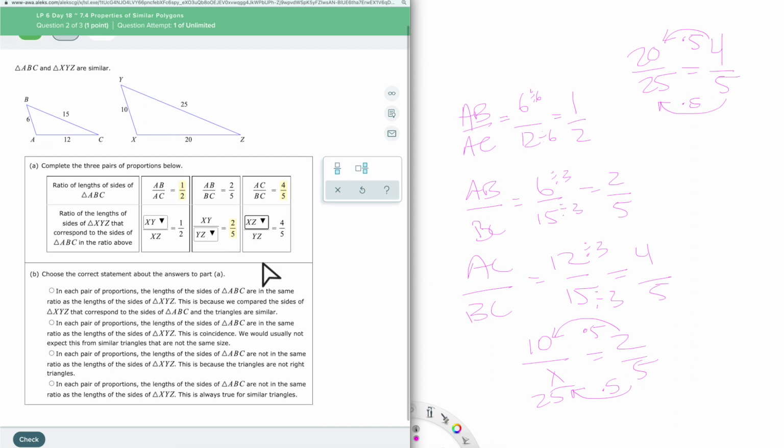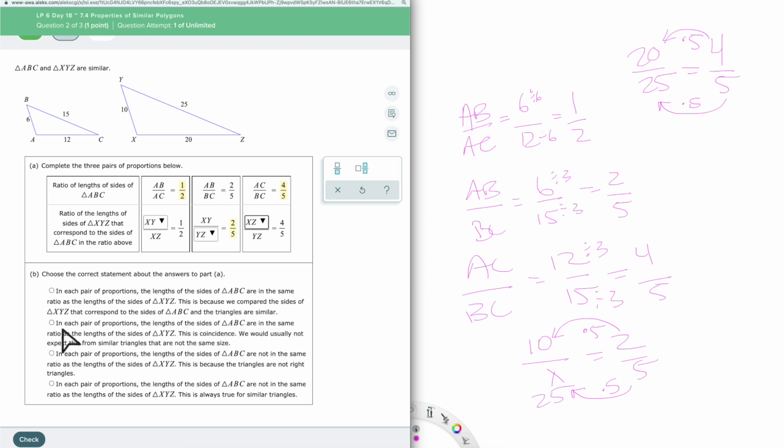So we need to choose the correct statement about the answers to part A. So in each pair of proportions, the lengths of the sides of ABC are in the same ratio as the lengths of the sides of XYZ. This is because we compared the sides of XYZ that correspond to the sides of ABC, and the triangles are similar. That sounds pretty darn good. That was a lot, but it sounded pretty darn good.